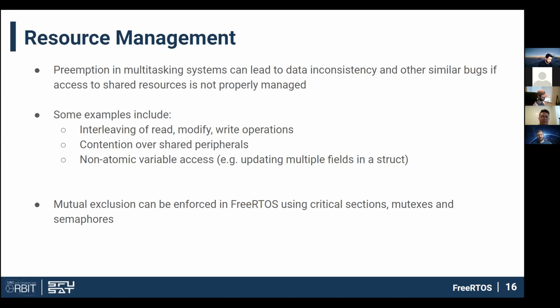So we talked about it a bit, but preemption in multitasking systems can often lead to some pretty hard to resolve bugs, and even hard to identify bugs sometimes, relating to data inconsistency and race conditions and things like that, if you don't properly manage shared resources between tasks.